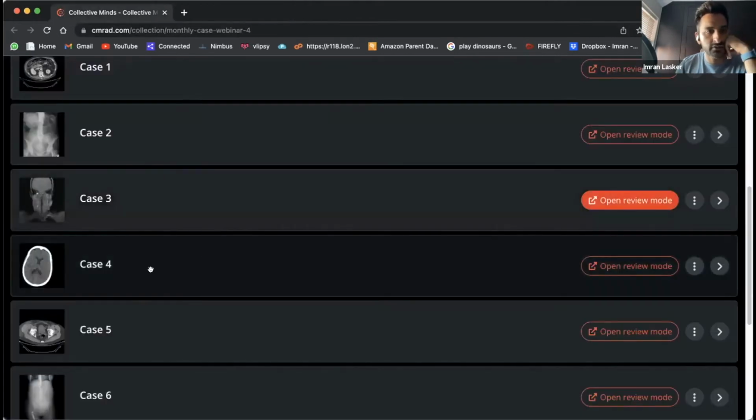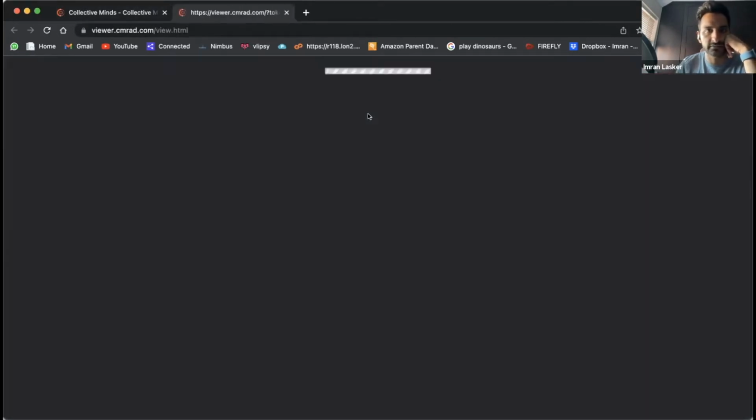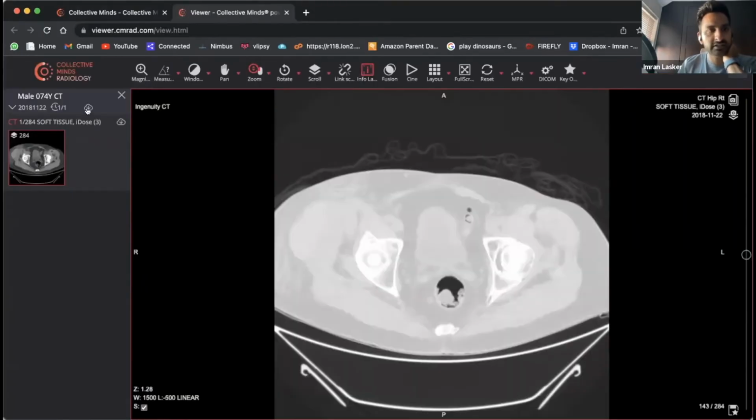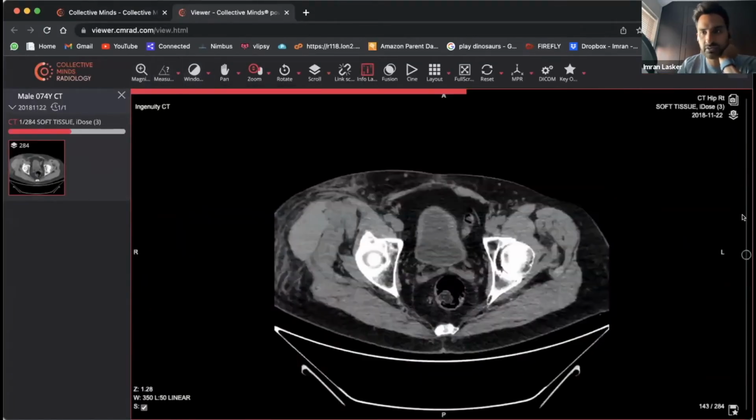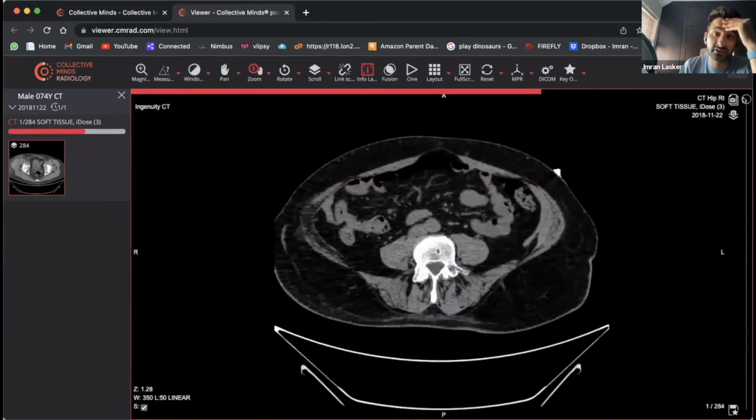Let's go through to case number 5. Okay, so I'm just going to download the images and then change to abdominal windows. So this patient, they were in a car crash, actually. I think they were riding a motorcycle. And what happened was they fell off the motorcycle, literally skidded for like ages.